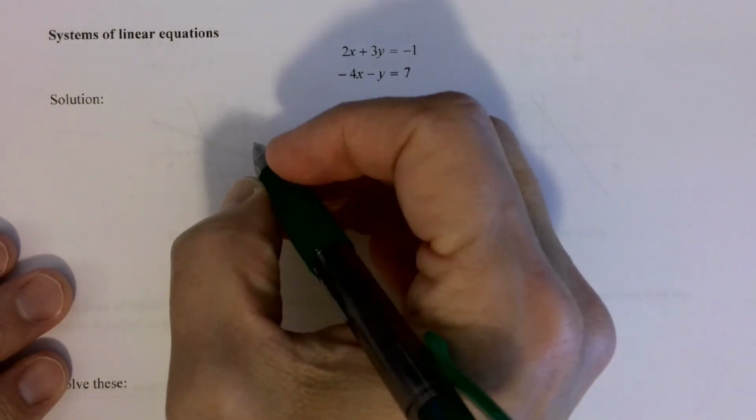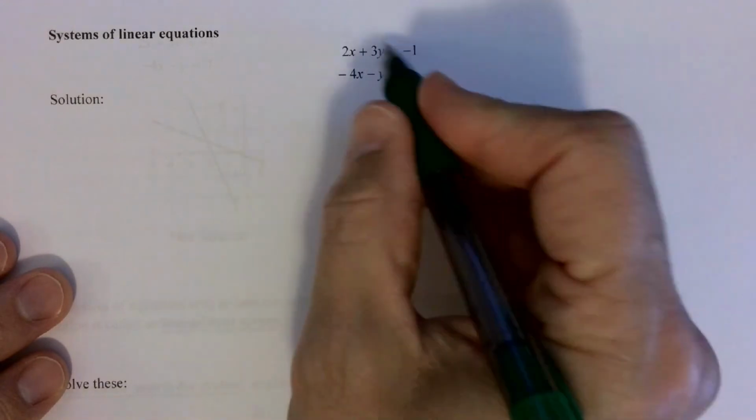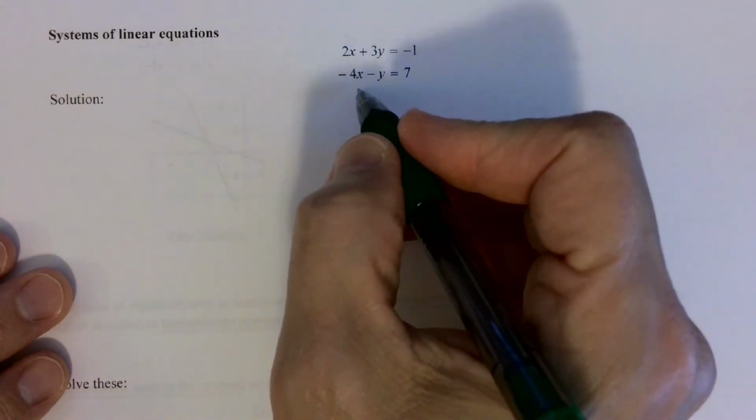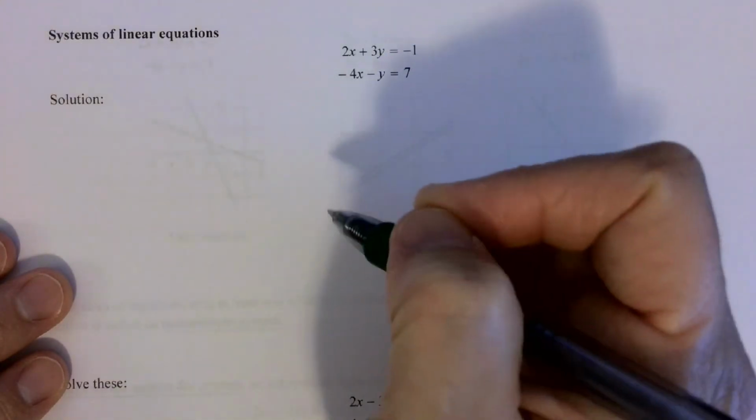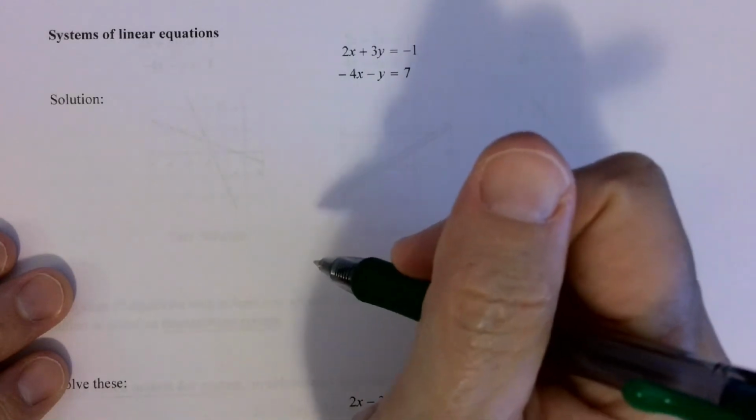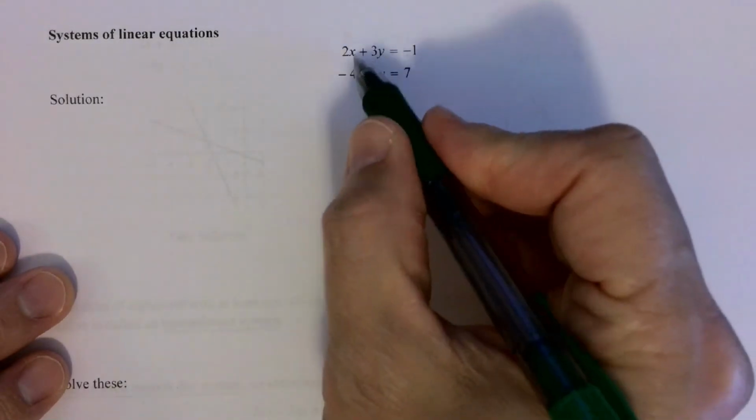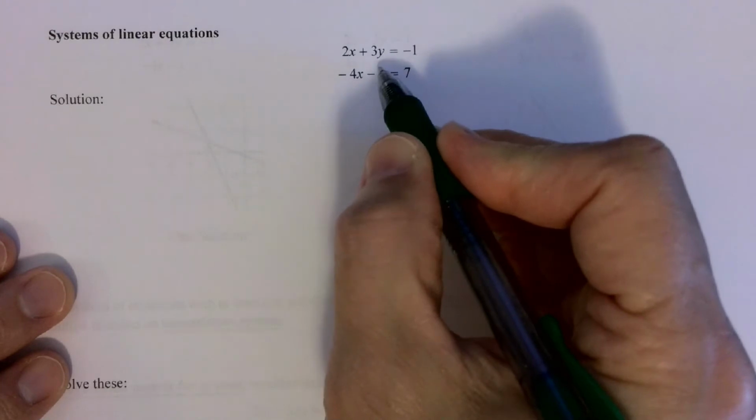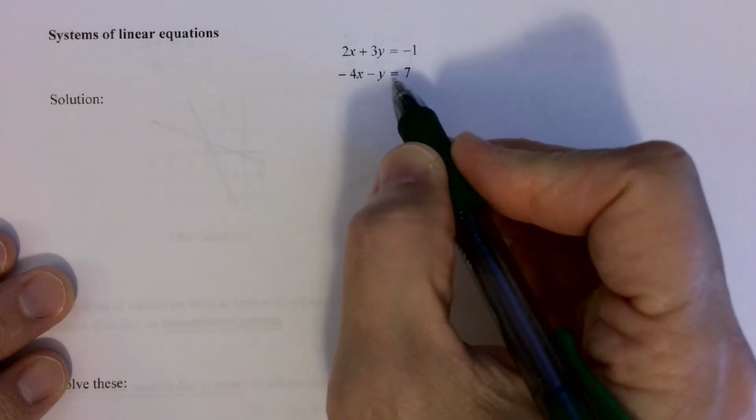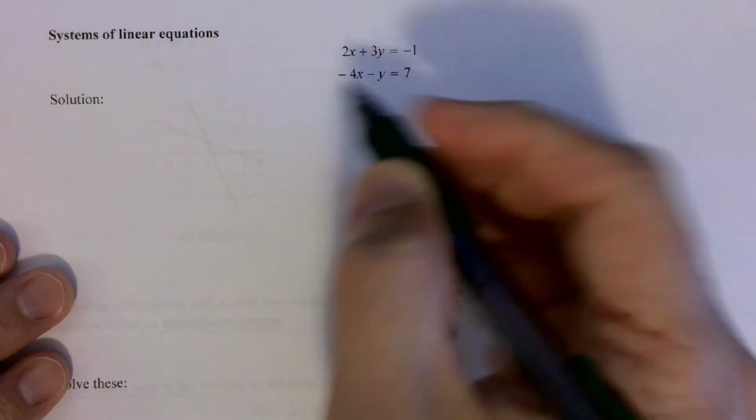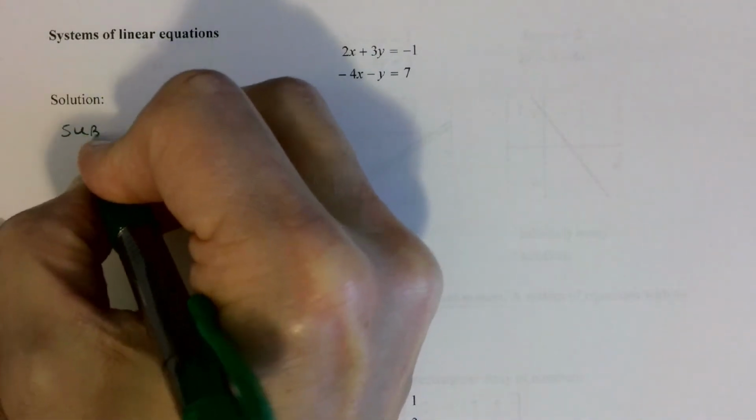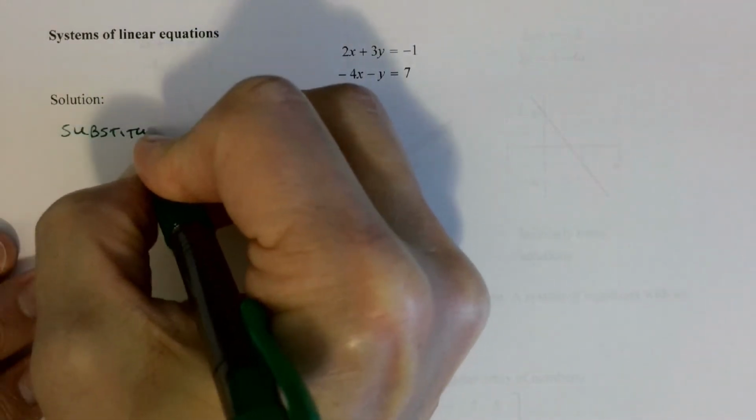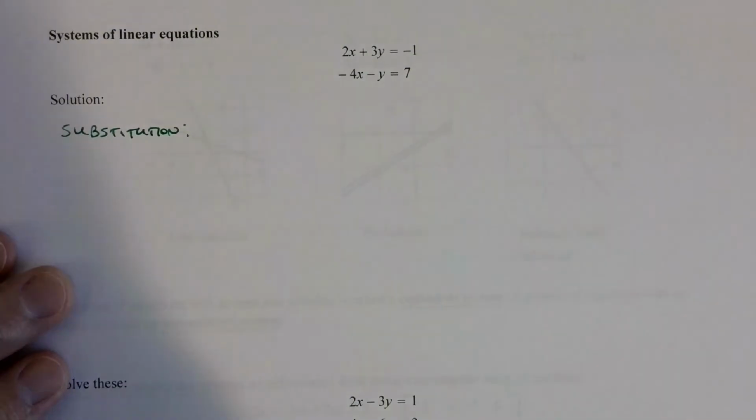You should be familiar with 2 methods of solving systems of linear equations. One is substitution, and the other is the addition or elimination method. In both of them, basically what you're trying to do is eliminate one of the 2 variables and get an equation that has just one variable. And substitution, we'll do that one first, is pretty easy to do.